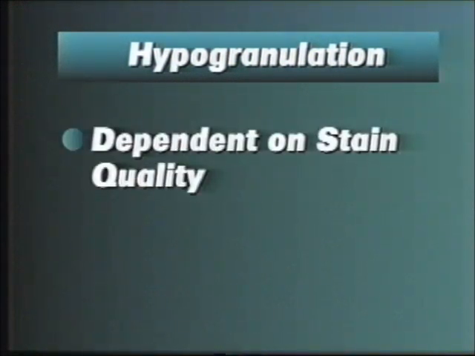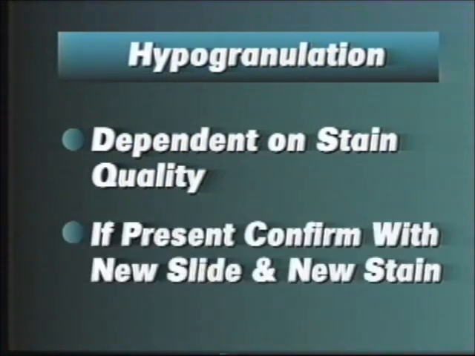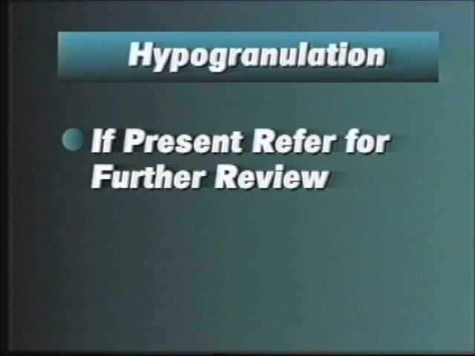Hypogranulation of the neutrophil can be an important finding, indicating degranulation of the cell, which occurs in some infections and some myelodysplasias. The problem with evaluating hypogranulation is staining quality can affect how the granules appear. If hypogranulation is suspected, a new slide should be made and stained with a new batch of stain. If there still seems to be hypogranulation of the neutrophil present, the slide should be referred for further review.